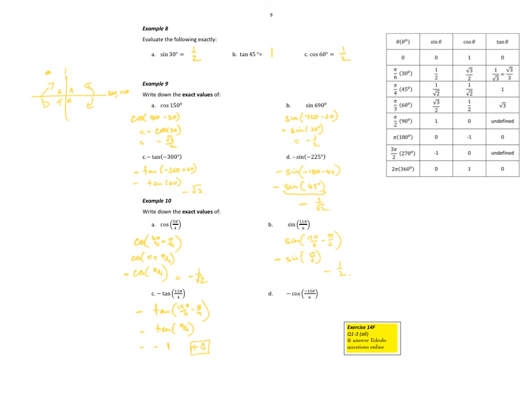Finally, negative cos of negative 15 pi on 6. So we have negative cosine. Now what's 15 pi on 6? We could simplify that by 3 straight away. So that's the same as negative 5 pi on 2, which is actually on my vertical axis, isn't it? So negative 5 pi on 2 is negative 4 pi on 2 minus pi on 2, which is negative cos of minus pi on 2.